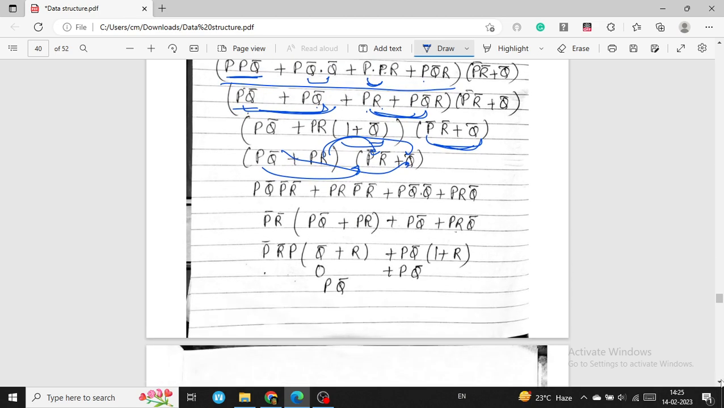that not P not R, P not Q plus PR, here we take P and it will be equal to 0, and this will be equal to P not Q times 1 plus R, that will be equal to 1, and that's why the final answer is P not Q.